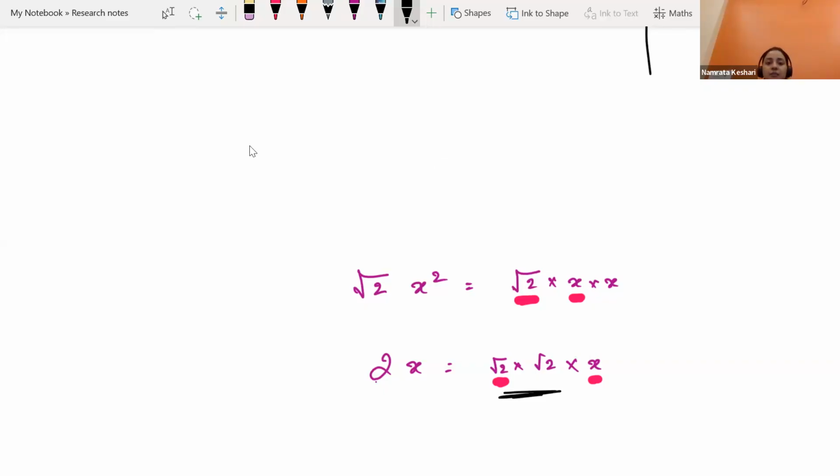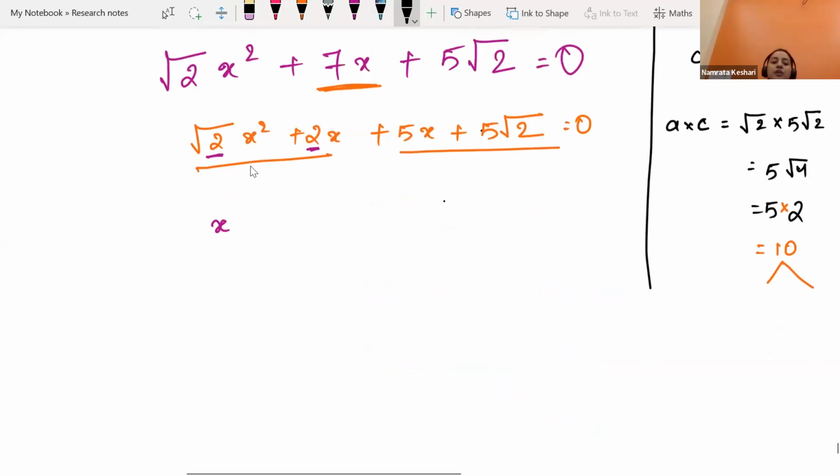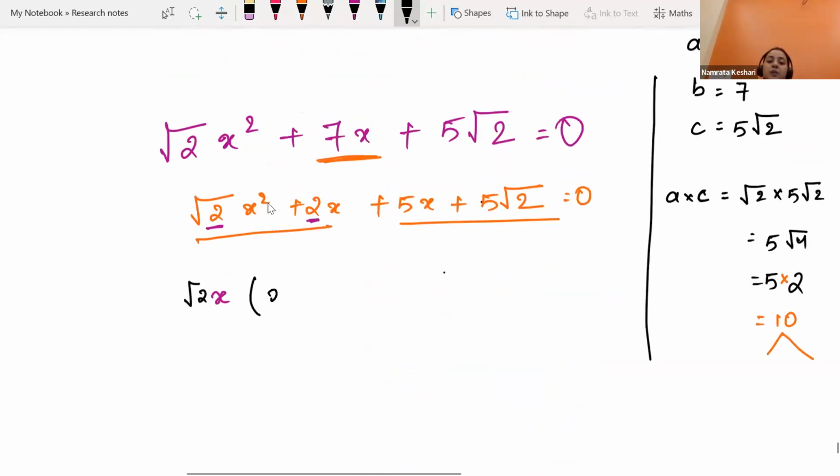Are you getting my point? Yeah, I got your point. So we will be taking root 2x as a common factor, and x plus root 2 will be the remaining. So yeah, x plus root 2 will be the remaining.